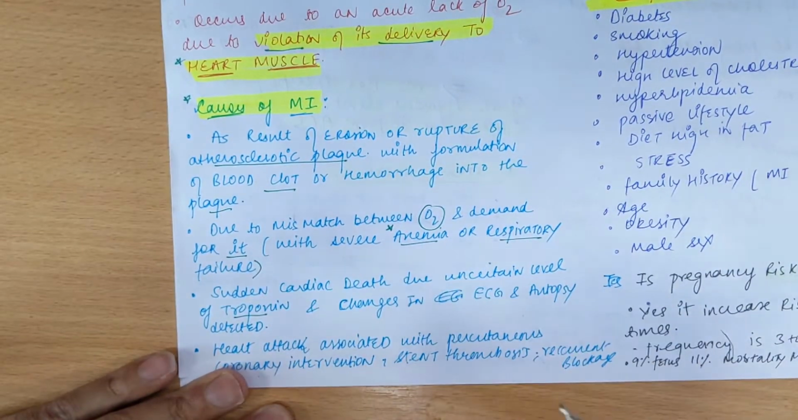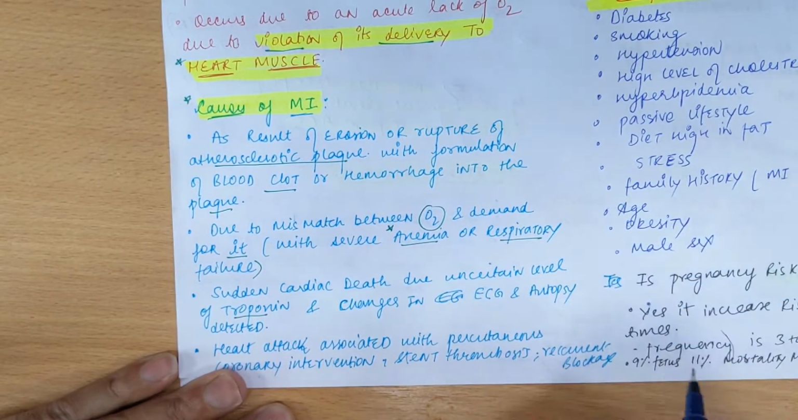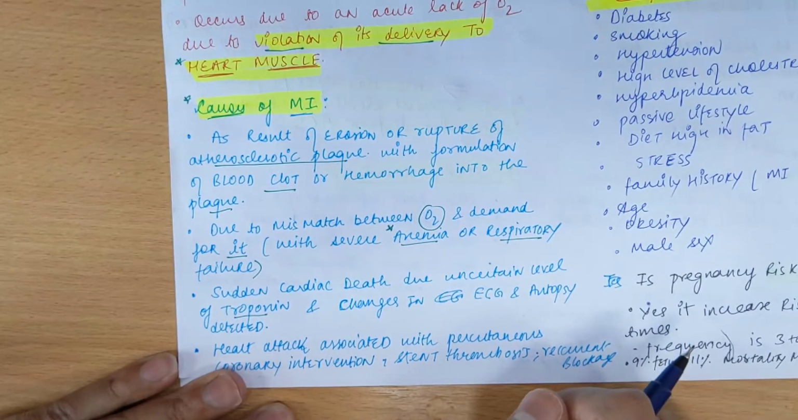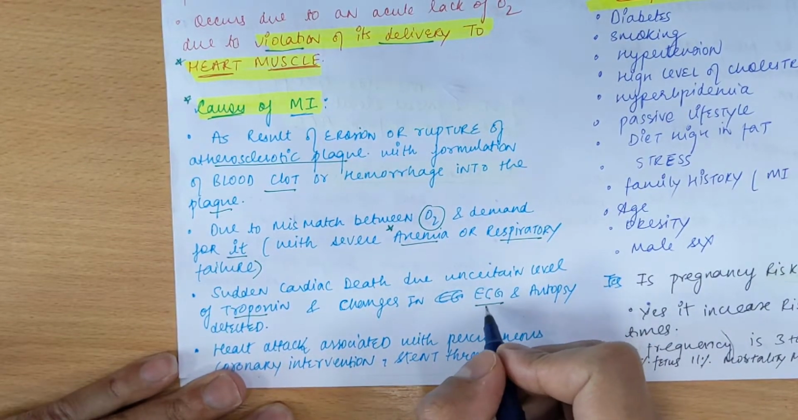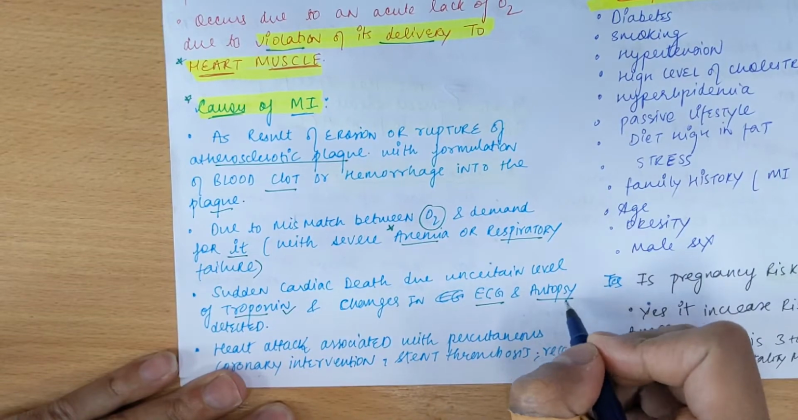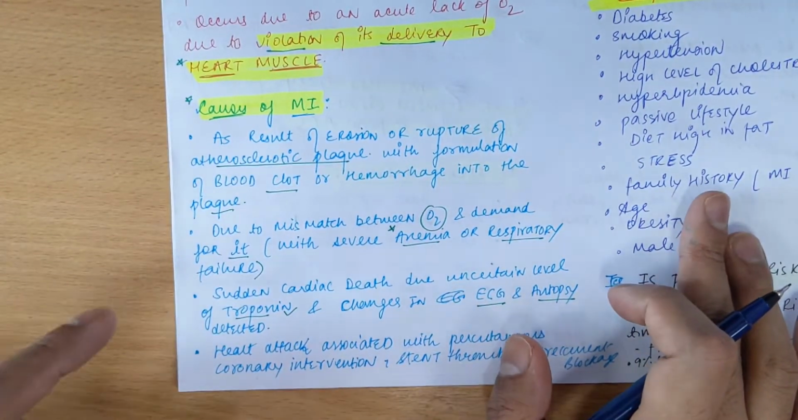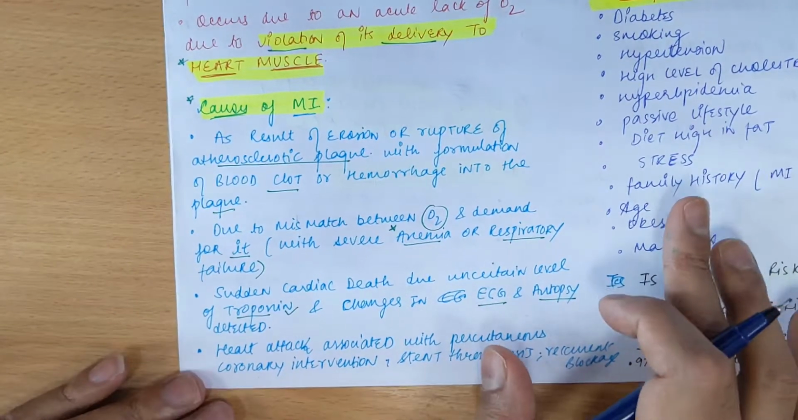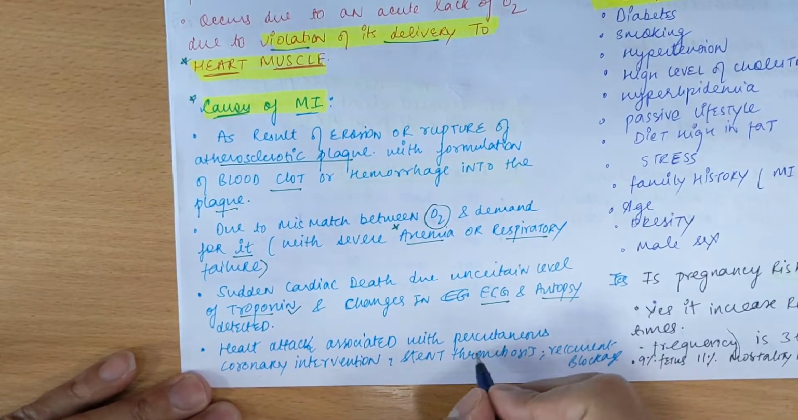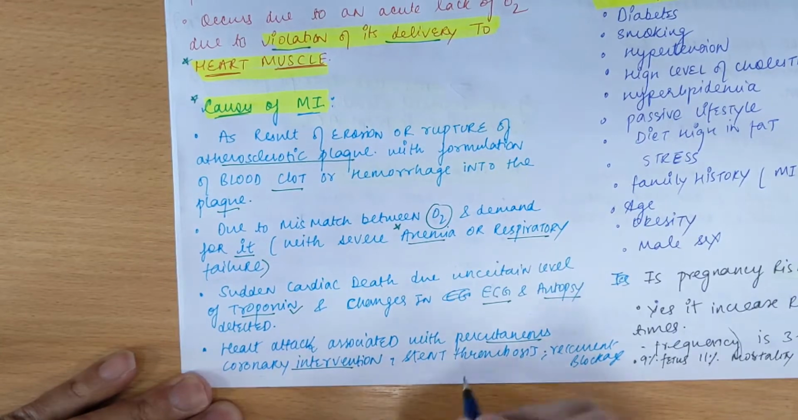Okay, now the third point is sudden cardiac death due to an uncertain level of troponin. If the troponin level is not appropriate, muscles are not able to contract, and we can see changes in ECG to diagnose the levels of troponin, and autopsy can confirm the diagnosis of MI in this case if the cause is the troponin level.